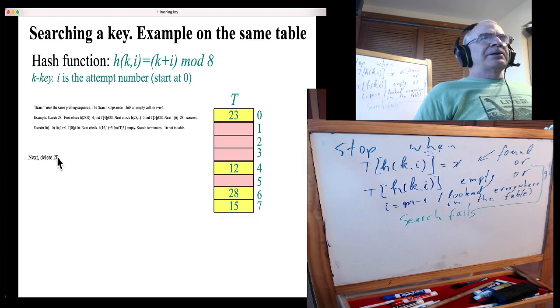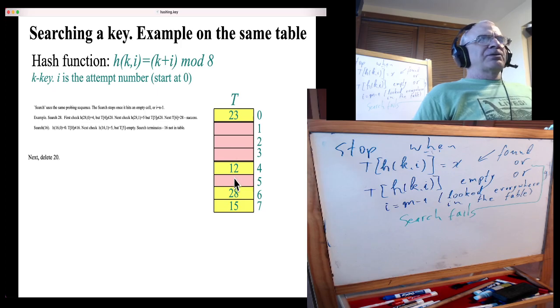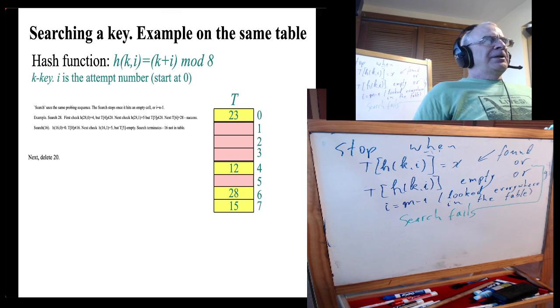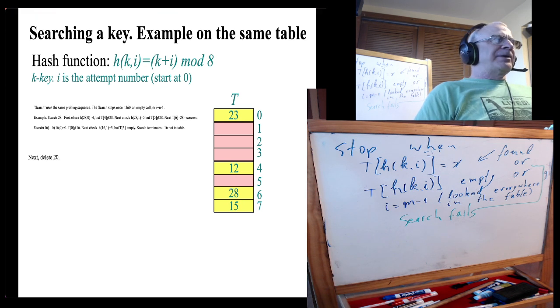So I want to delete 20. How would I do it? Well, let's find 20. 20 modulo 8 is 4. It's not 20. 20 plus 1 modulo 8 is 5. That's where 20 used to live. And we just delete it, zeroing this cell. So far, absolutely obvious, completely straightforward.